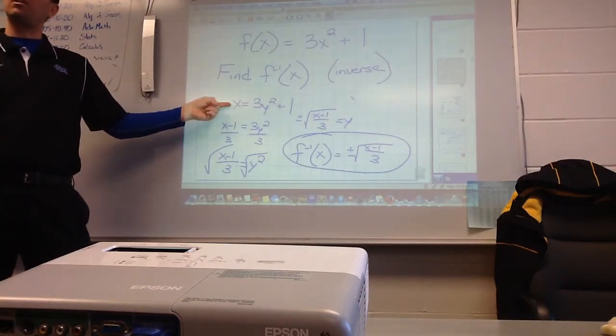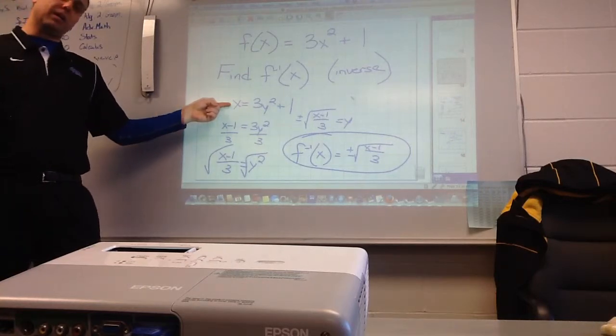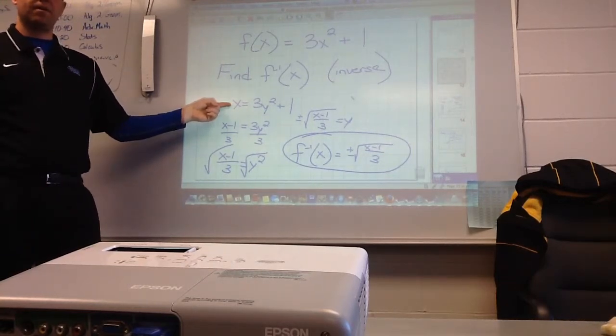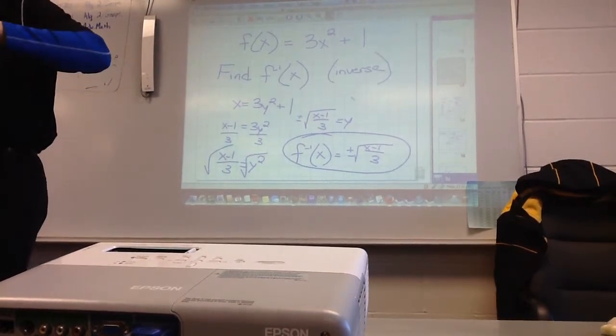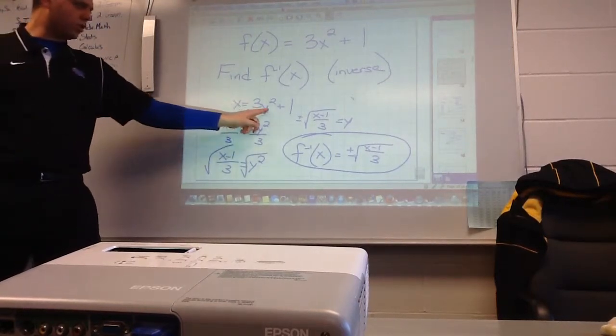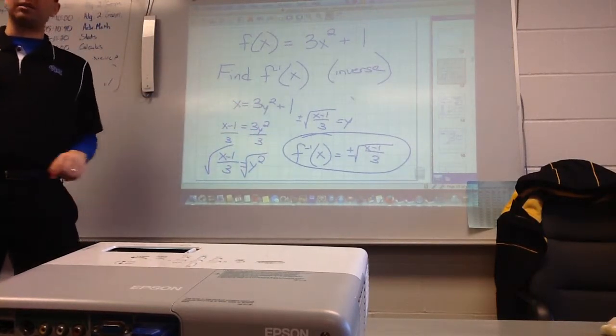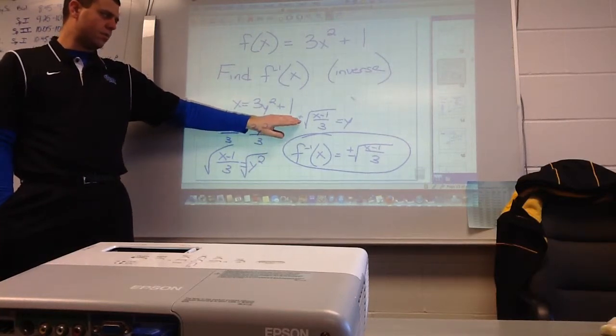Because that's what an inverse function is going to do. It's going to undo one, or one becomes the other, basically. Because we want the x to become the y and the y to become the x. They're going to undo one another. So I switch them around, and now I'm just going to get y by itself.